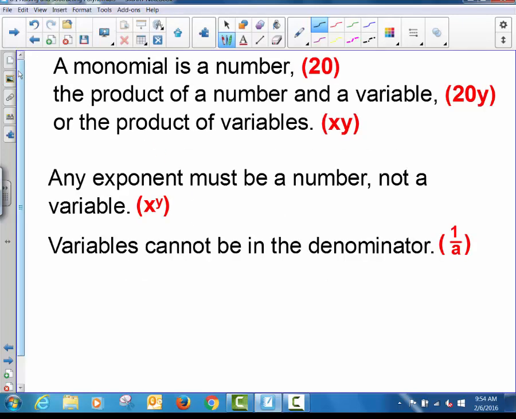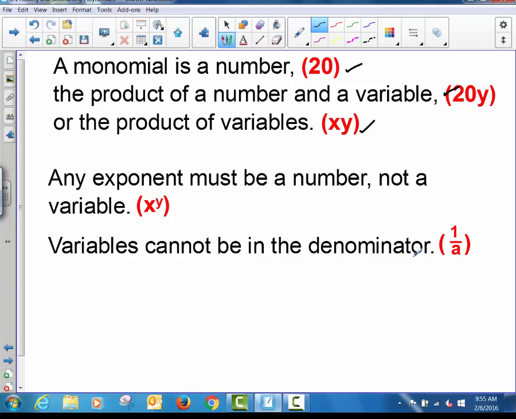All right, now what's a monomial? A monomial is a number, the product of a number and a variable, or the product of variables. Okay? So it can be something like 20, it can be 20y, it can be xy. What it can't be is an exponent with a variable. Any exponent must be a number, not a variable. So it can't be x to the y, and it cannot be 1 over a.